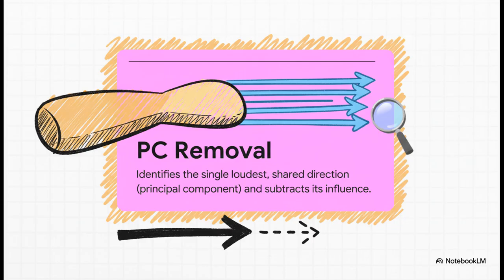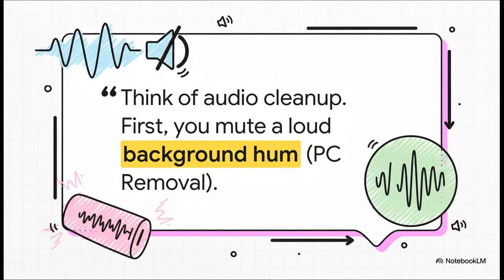All right, the next treatment is a little more targeted. It's called principal component removal, or PC removal. This method uses PCA to find that one dominant direction, that loudest signal we saw on the scree plot, and it surgically removes its influence from every single vector. A great analogy here is audio cleanup. PC removal is like finding a loud, constant background hum in a recording and just muting that one frequency. You don't mess with the rest of the music, you just take out that single overpowering noise so you can finally hear all the subtle details underneath.